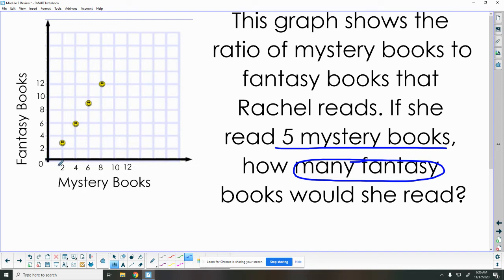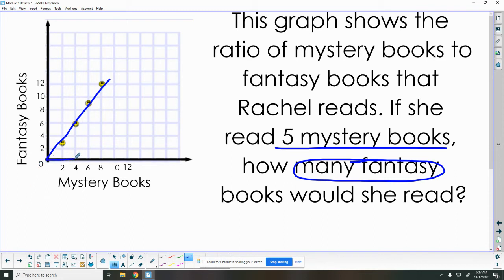So I'm noticing this is counting by 2s. So my 5 is going to be in the middle here. So if I'm going up 5, it's kind of hard to see exactly where this should go. I mean, I know it's going to be here somewhere, but it's maybe a little harder to tell. So let's look for one we do know.